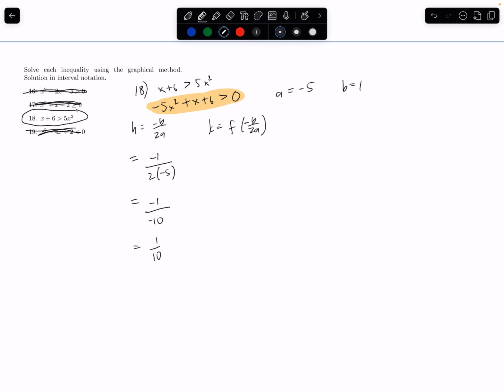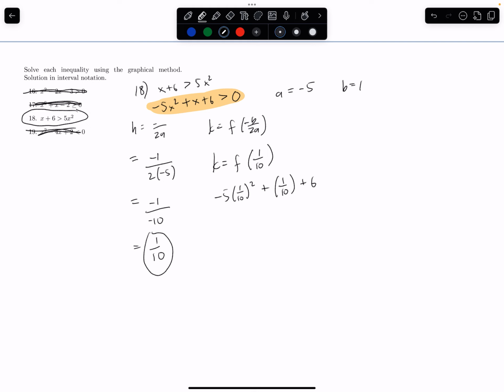Okay, so that's H. Now K is going to be F of that, right? So it's F of 1/10. And so I'm going to get, where's my expression? Here's the expression I'm looking at here, right? So I'm going to do 1/10 as the X. So it's going to be -5 times 1/10 squared plus 1/10 plus 6.